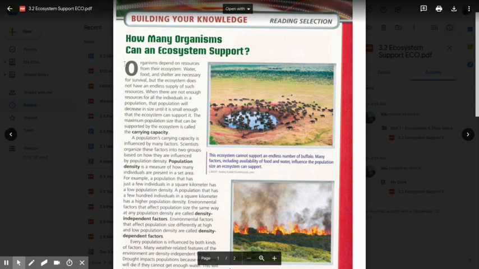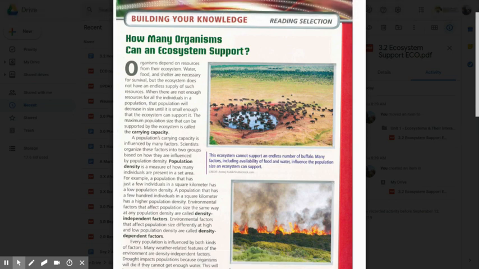Paragraph 1. Organisms depend on resources from their ecosystem. Water, food, and shelter are necessary for survival. But the ecosystem does not have an endless supply of resources. When there are not enough resources for the individuals in the population, that population will decrease in size until it's small enough that the ecosystem can support it. The maximum population size that can be supported by the ecosystem is called the carrying capacity.